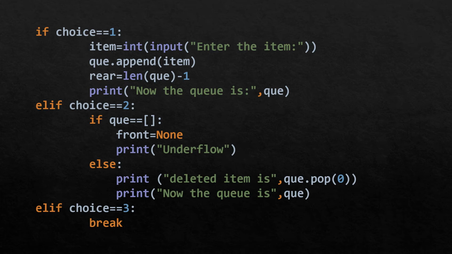And if the choice is 2, that means one item has to be removed or deleted from the queue, then it will check if the queue is not empty, otherwise it will print underflow, or else it will delete the item from the queue by using the pop method. But here we have to pass the 0 parameter, pop 0. That means it will remove the element from the front end. Now if the choice is 3, it will exit.